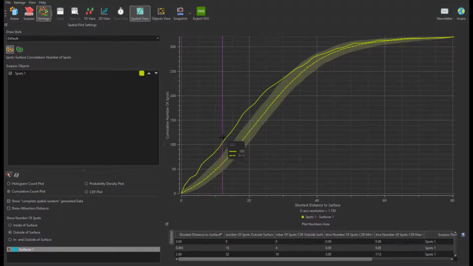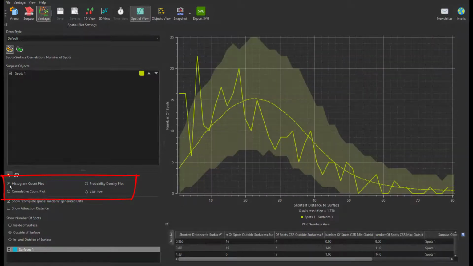Where the observed cumulative function is lower than the simulations, it indicates that the observed number of spots within the respective distance to the surface is lower than what is expected from random simulations, which we can explain as repulsion from the surface. In the histogram count plot, on the other hand, we can observe at which distances from the surface spots occur in greater or lesser numbers than expected from random distribution.